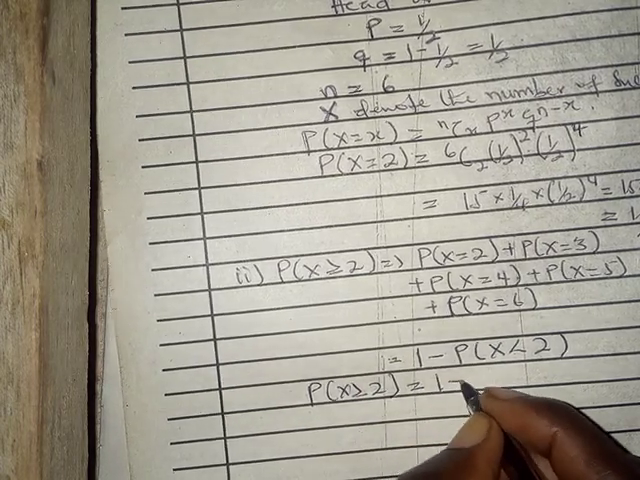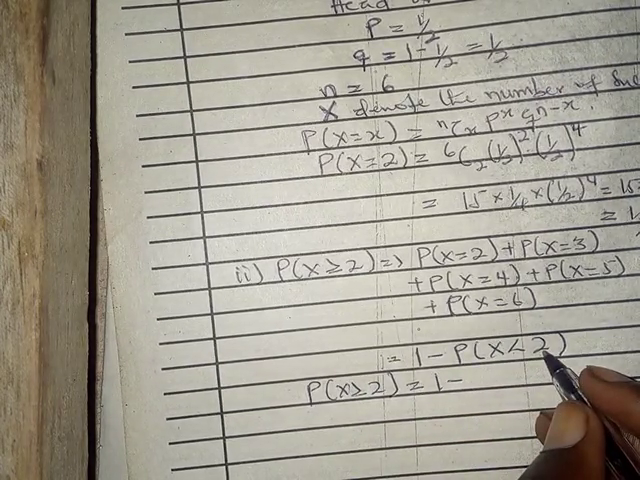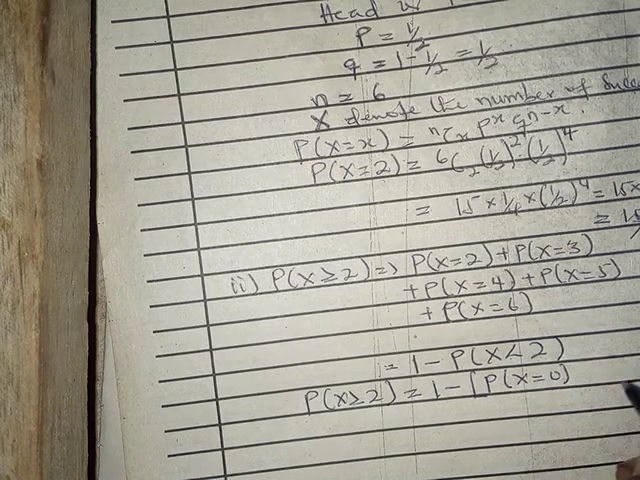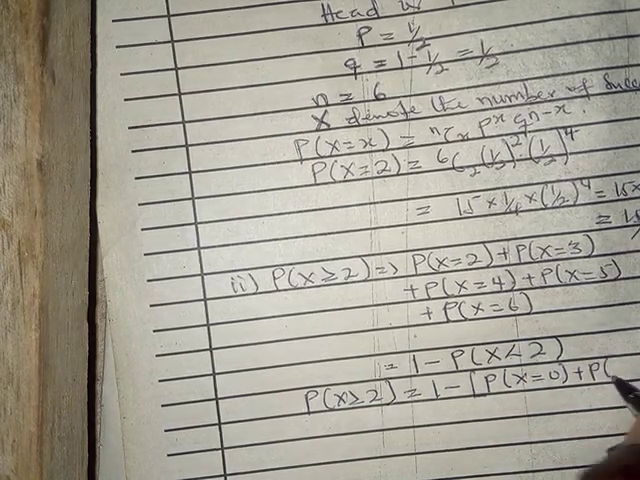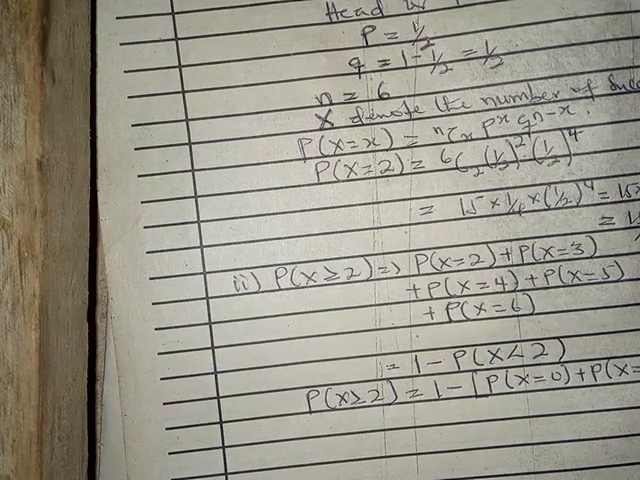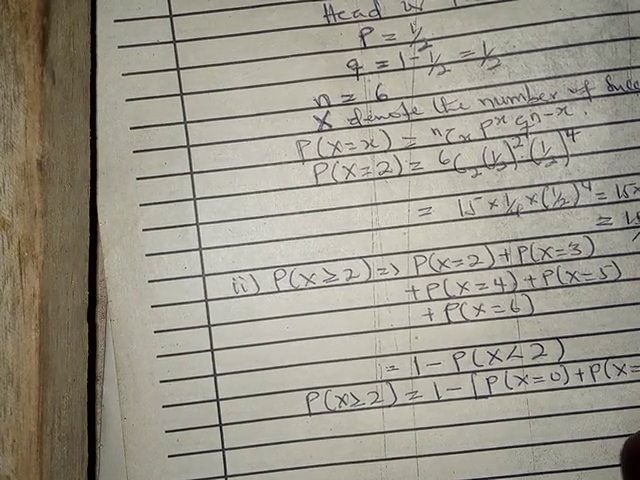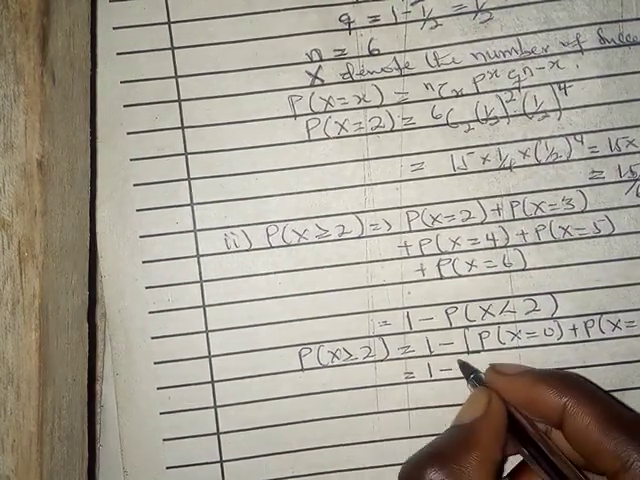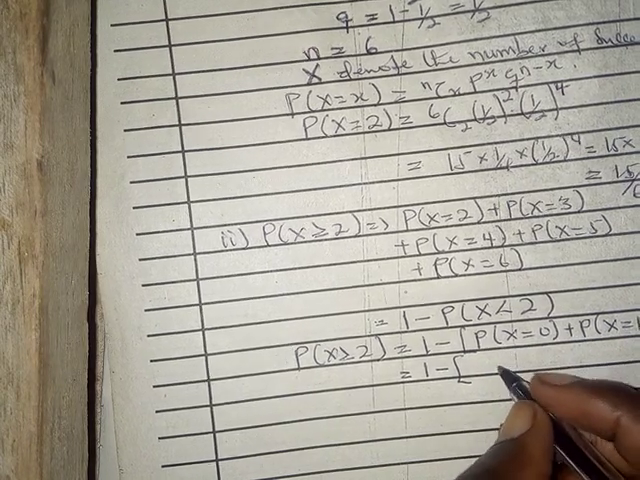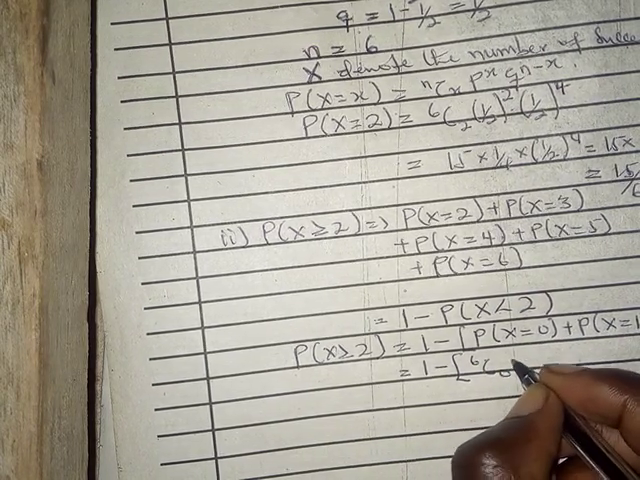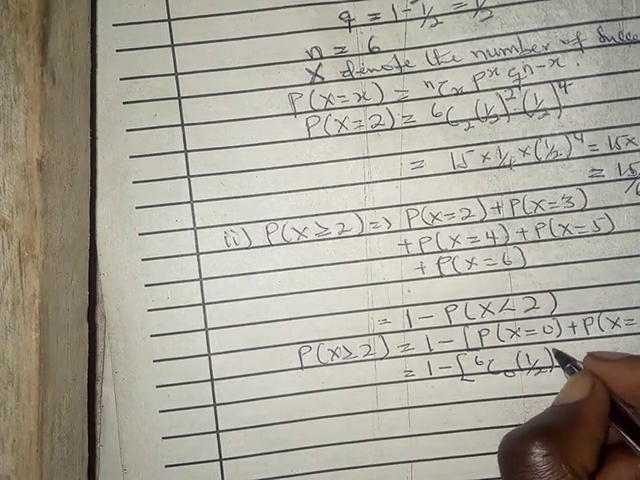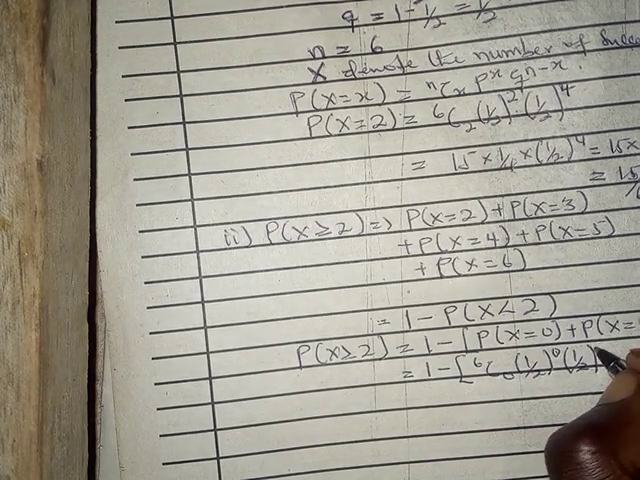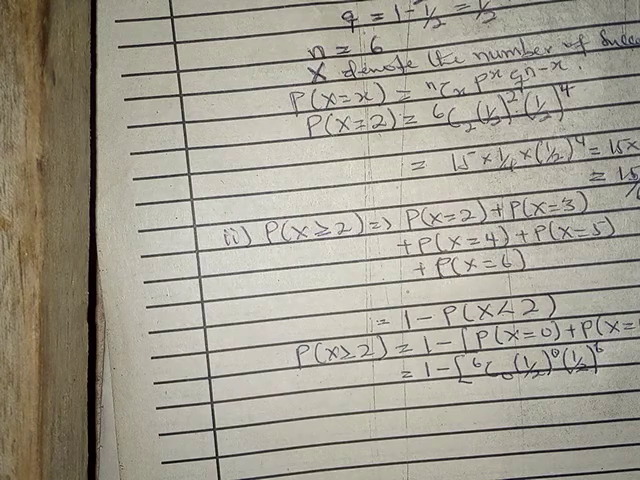Alright, so from here it means that P of X greater than or equal to 2 is going to give us 1 minus P of X less than 2, and that is the probability of getting X equal to 0 plus the probability of getting 1. Alright, so here we have 1 minus the probability of getting 0, which is 6 combination 0, and then the success is half, 1 over 2 to the power of 0, times 1 over 2 to the power of n minus x, that's 6 minus 0, which is 6, right?